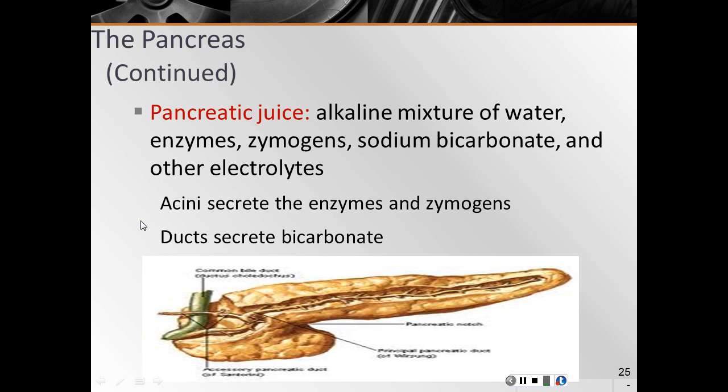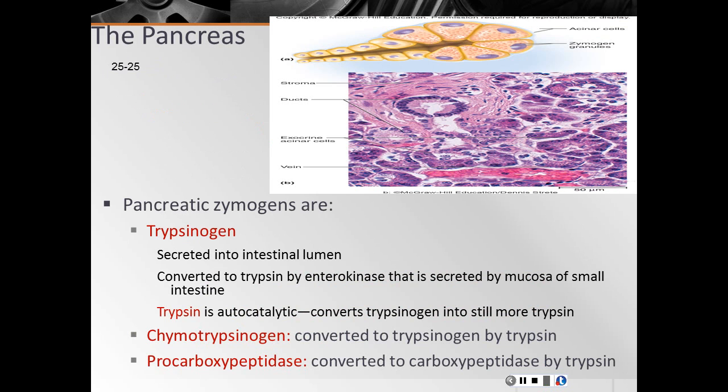Now the pancreatic juice is an alkaline mixture of water, enzymes, zymogens, sodium bicarbonate, and other electrolytes. Now the acini secrete the enzymes and the zymogens, while the ducts secrete the sodium bicarbonate. Now the bicarbonate serves to buffer the hydrochloric acid arriving from the stomach.